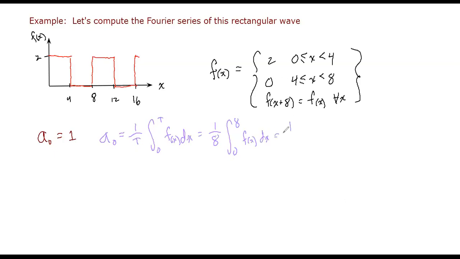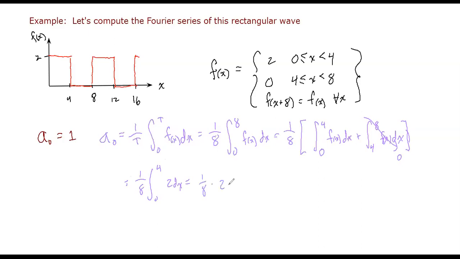Well, this is a piecewise continuous function, so I've got to split it up into its 2 pieces. So from 0 to 4, f of x dx plus 4 to 8, f of x dx. Oops. And from 4 to 8, the function is 0, so that's gone. So we're left with 1 over 8, integral 0 to 4. It's 2 dx, so that's 2x dx, so that's 2 times 8 divided by 8. Oops, 2 times 4.